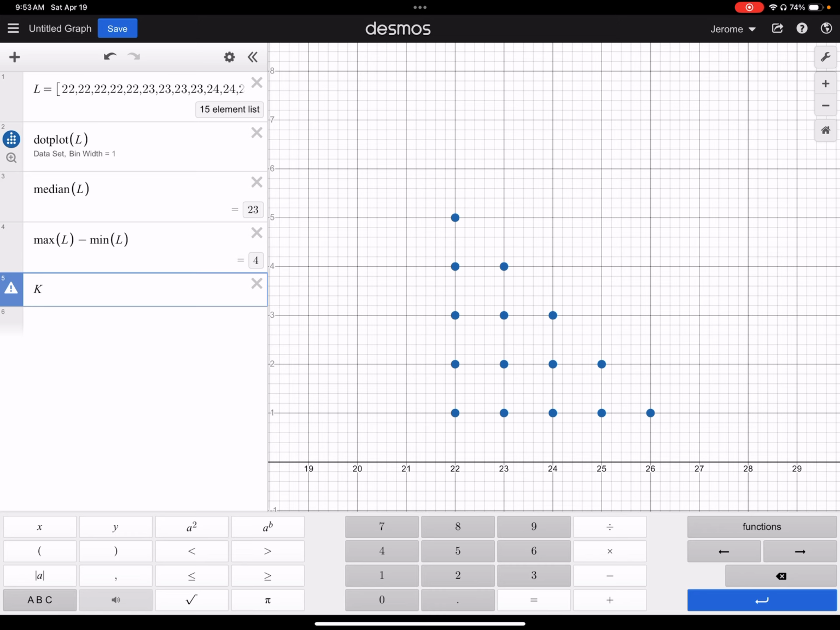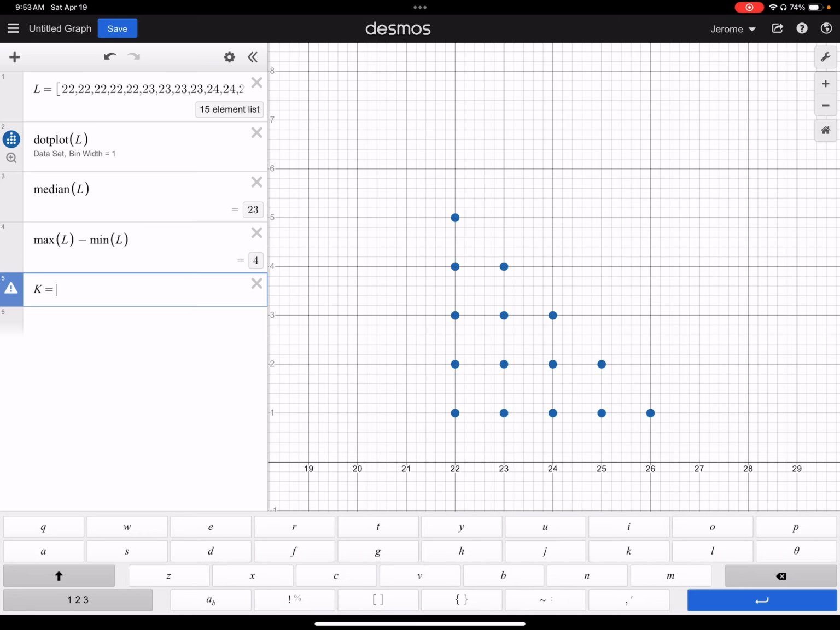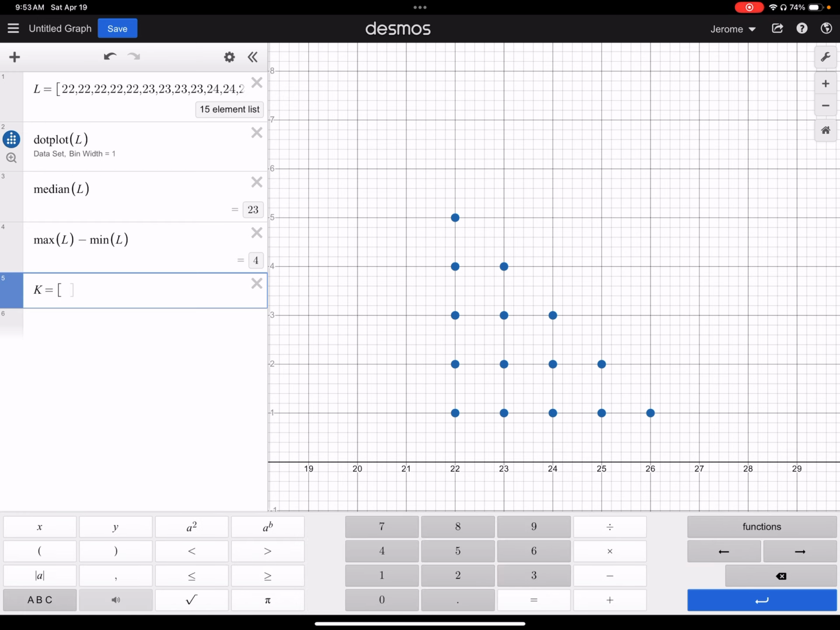Didn't think of it at the time. So equals, and then put in a square bracket, and this is very nice as it does the arithmetic for you. So let's just say that you couldn't think what 22 plus 56 was. It tells you right there it's 78. Okay, so I'm going to start with 78 and put in all of these 78s.